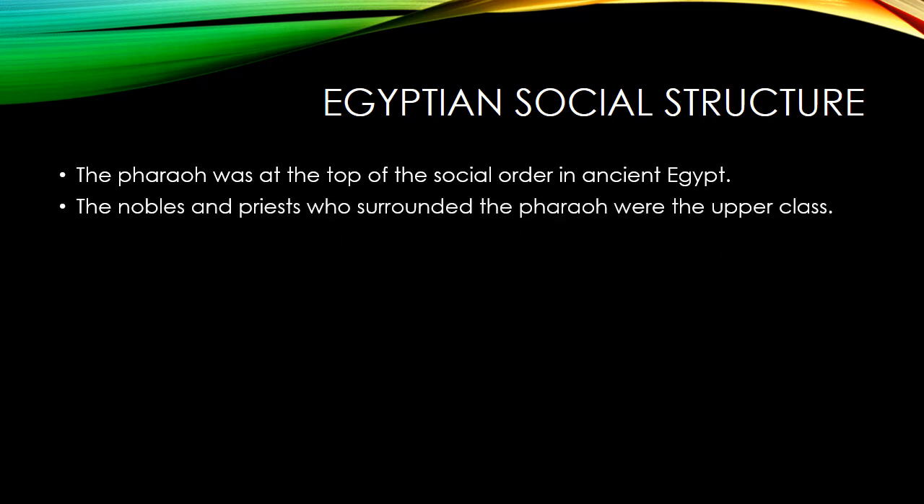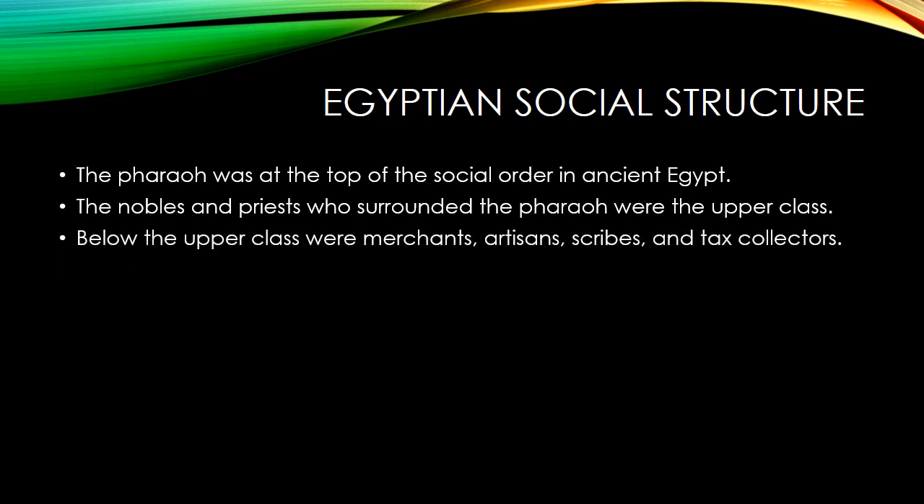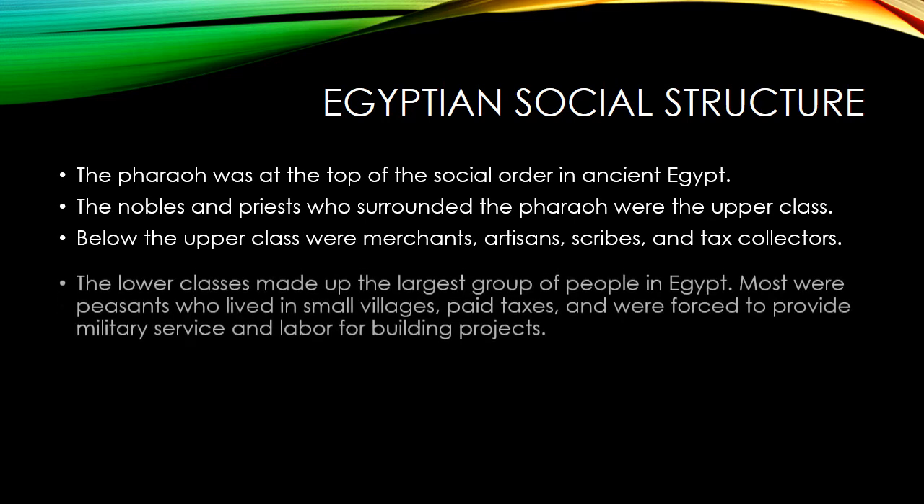The nobles and priests who surrounded the pharaoh, these were the upper class. So basically his entourage, his inner circle of people who weren't necessarily on his level, but they were his people, his priests and the people who surrounded him. Below the upper class were merchants, artisans, scribes, and tax collectors. So these people made up the middle class.